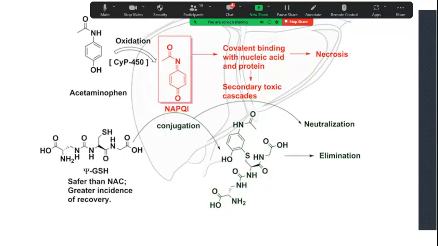Again, this just shows you acetaminophen.